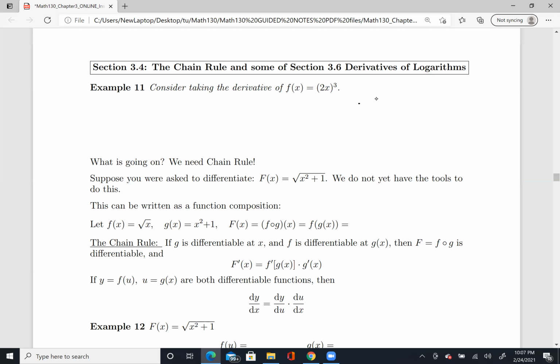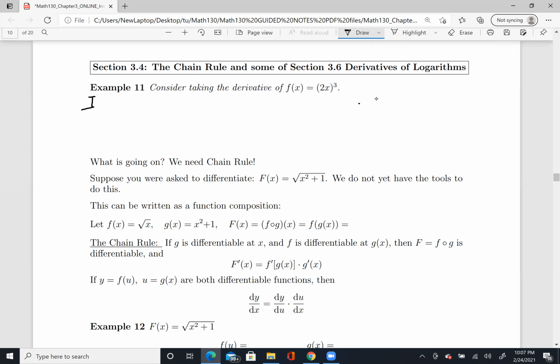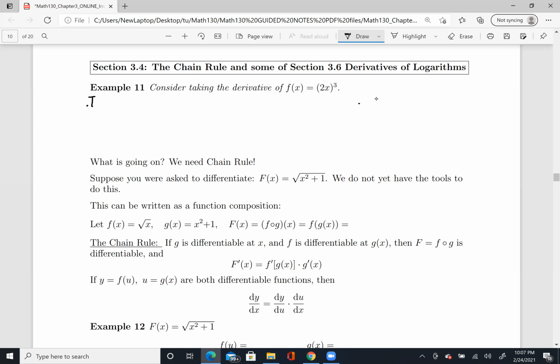We want to take the derivative of (2x) to the power 3. If I follow the power rule, how can I handle this problem? Okay, so here's, say, case A, right?